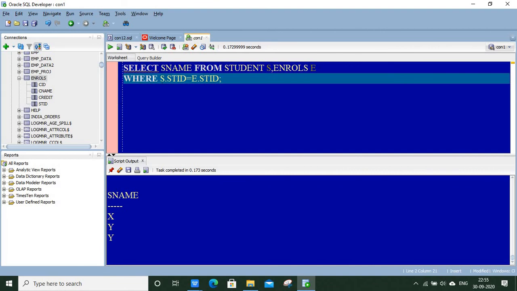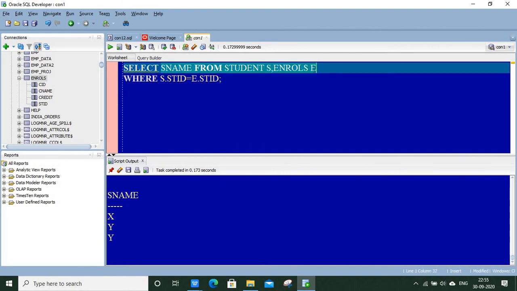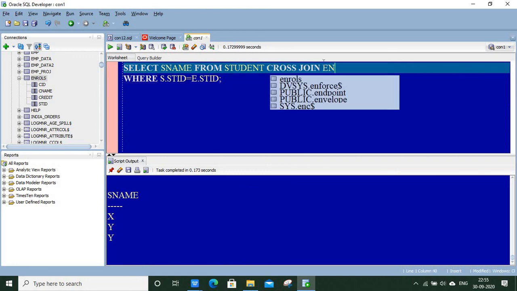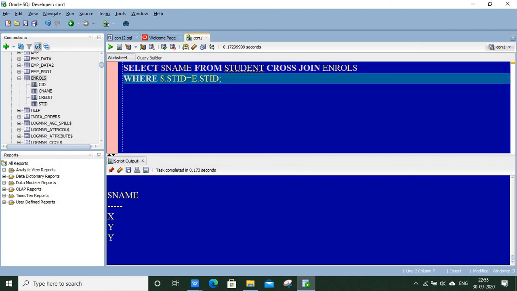Another way to implement the cross join is by using the cross join keyword in SQL. That is, select student name from student cross join enrolls, and we will put here a condition on again student dot sid and enrolls dot sid. We will get the same result. So in this way we can implement the cross operation or cross join in SQL. I discussed three different ways. Hope you will be able to apply the cross join operation to find answers to different queries in SQL.